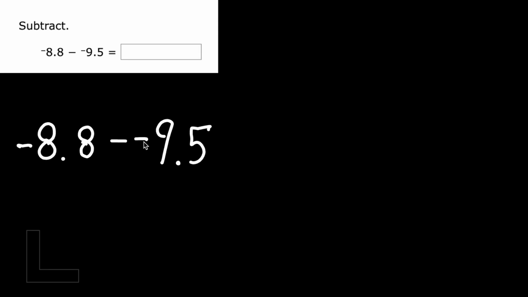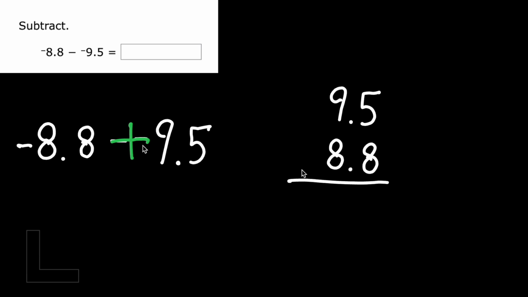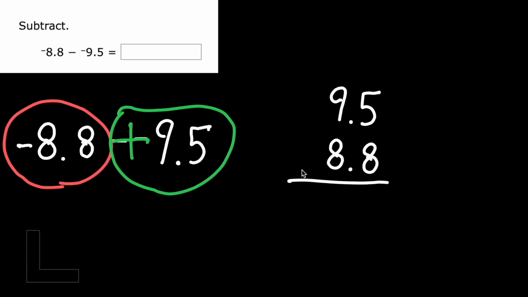Next, we have another question that has a minus negative. So right away, I'm going to change that to a plus. And then I'm going to stack my numbers with the larger number on top. Now, once again, we have a negative and a positive number, so we know we will be subtracting, except this time our answer will be positive because the larger of the two numbers is the positive number.